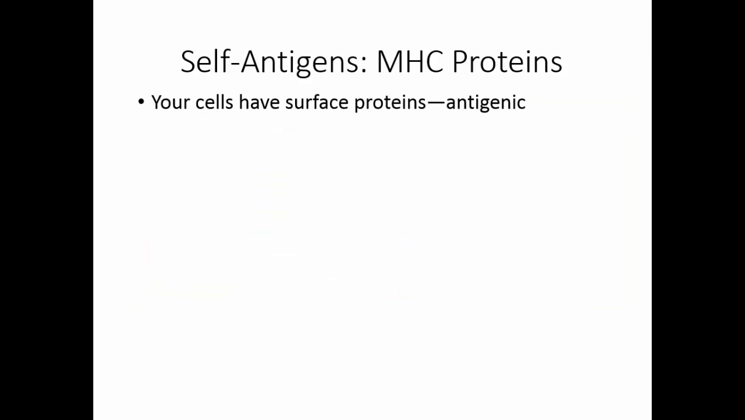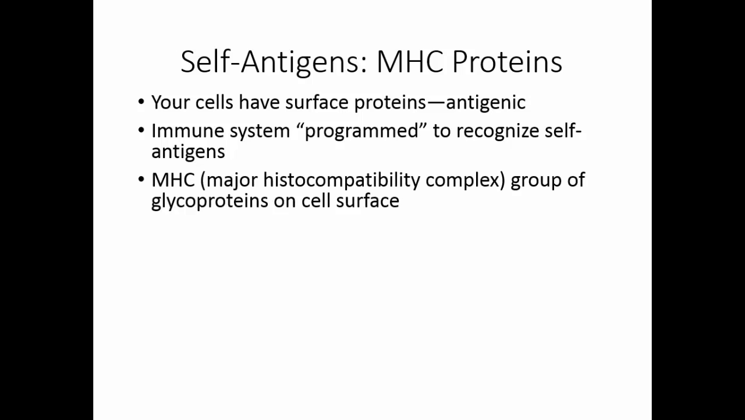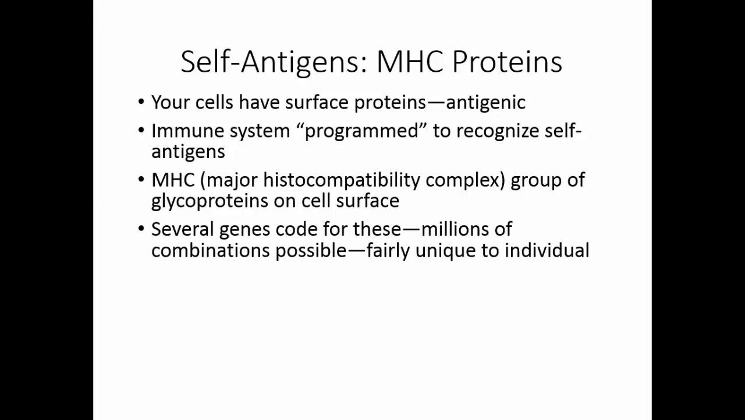We have surface proteins on our cells. These proteins would be antigenic to others. Our immune system is programmed to recognize our self-antigens and not respond to them. The major histocompatibility complex is the group of glycoproteins on the cell surface that are our primary self-antigens. There are several genes that code for these, so that there are millions of combinations possible for the major histocompatibility complex. This means that each MHC is fairly unique to an individual.